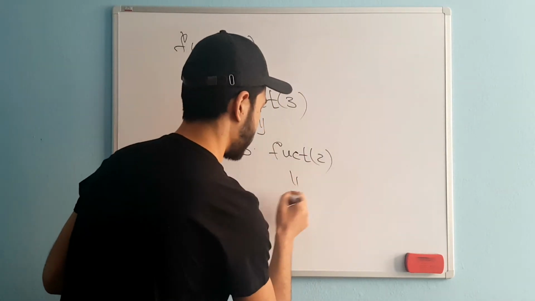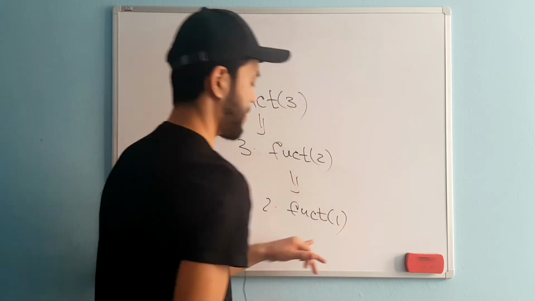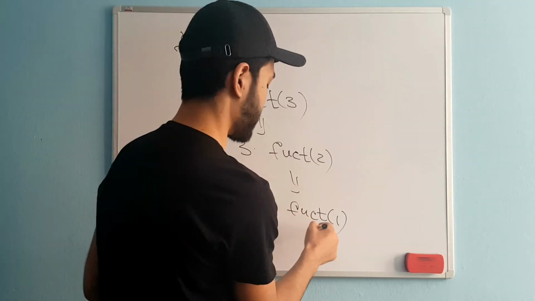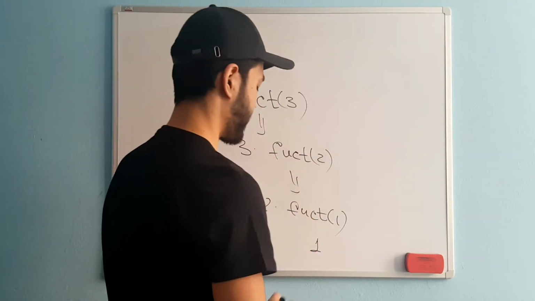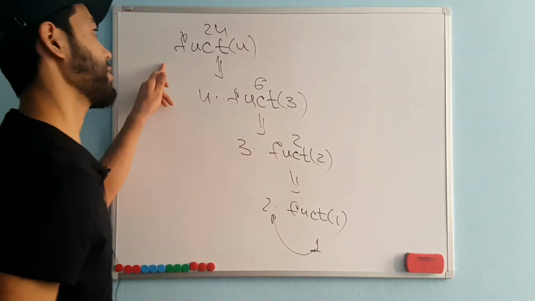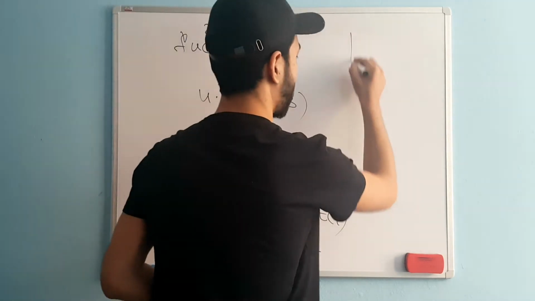and that factorial function goes to 2 multiplied by factorial of 1. We know the factorial of 1 is equal to 1, and from here our function returns the number 1, and it is multiplied by 2, and then by 3 and 4, and the result will be 24. And this life cycle is represented in memory like this.